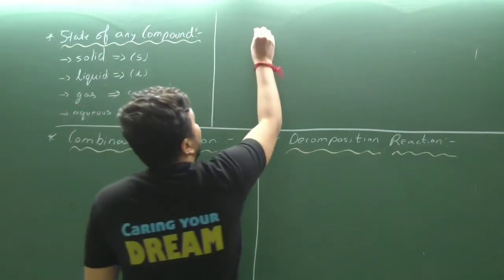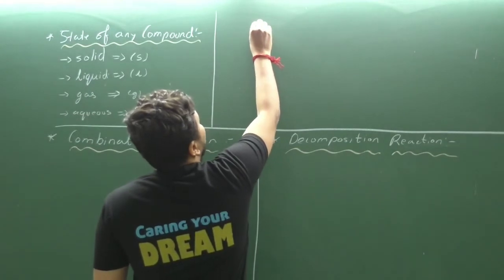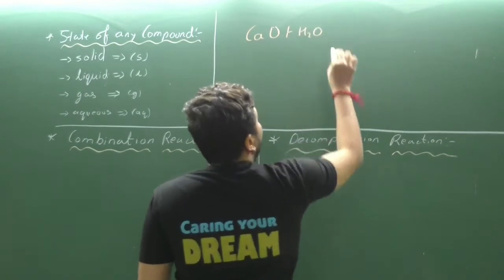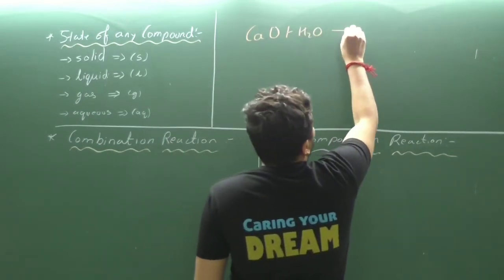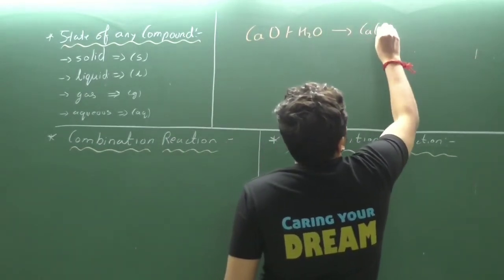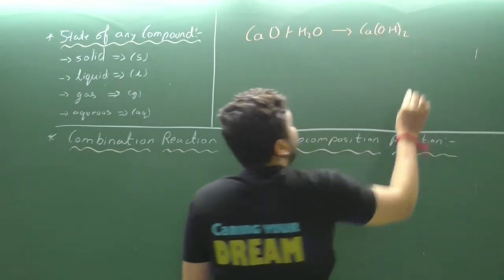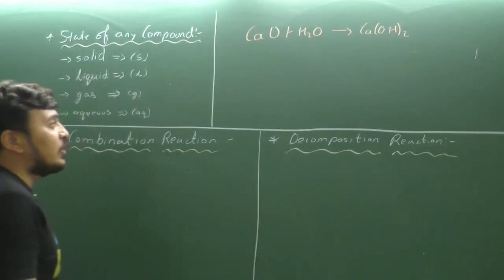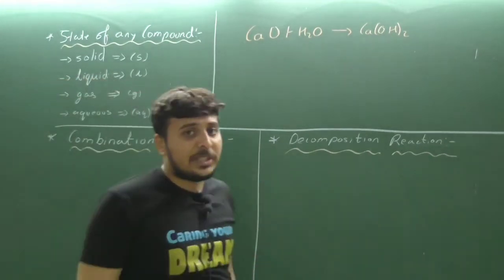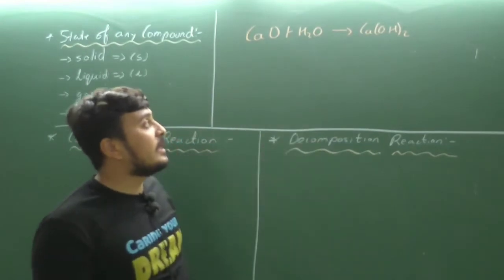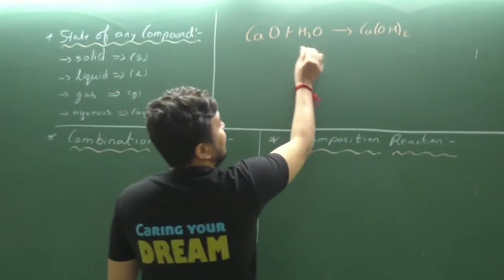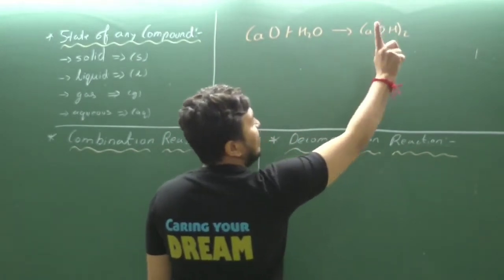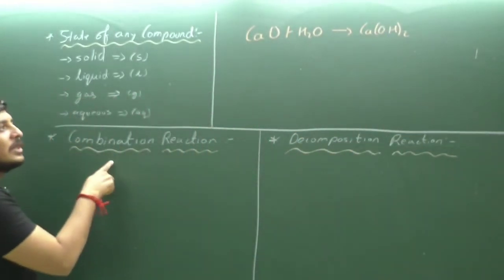First of all, for example, we have a chemical equation. When calcium oxide reacts with water, it forms calcium hydroxide. Clear? When calcium oxide reacts with water, it forms calcium hydroxide. This is quite a simple reaction. Now let us guess which type of reaction it is. There are 2 reactants and a single product. So it is a combination reaction.